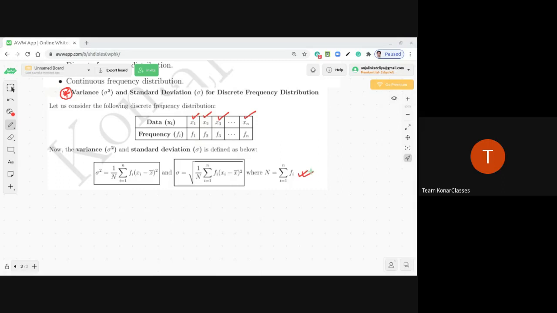Now, what we discussed is for the discrete frequency distribution. Now, let's find the variance and standard deviation for continuous frequency distribution. How can we find the value of variance and standard deviation for continuous frequency distribution? And for that, I'm going to explain it to you on the next page.